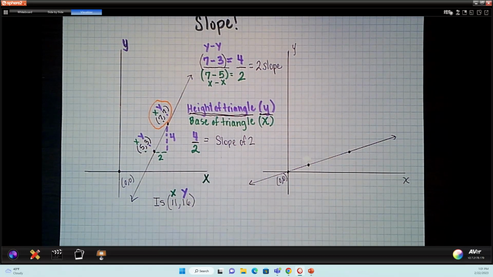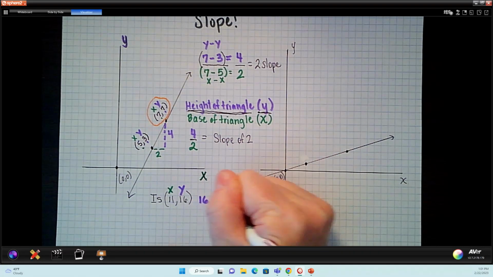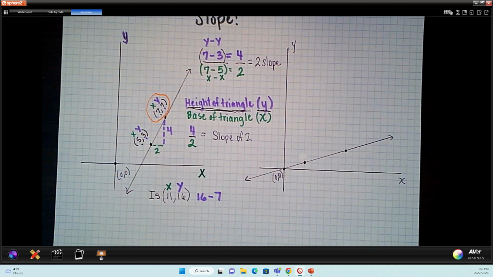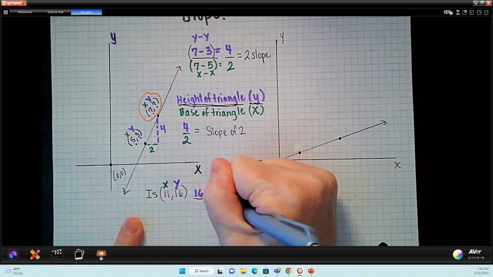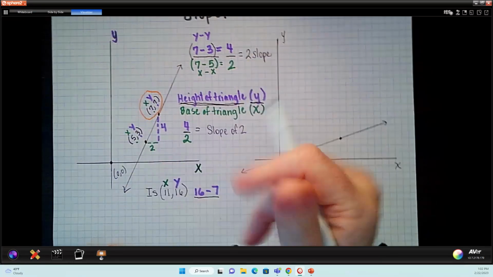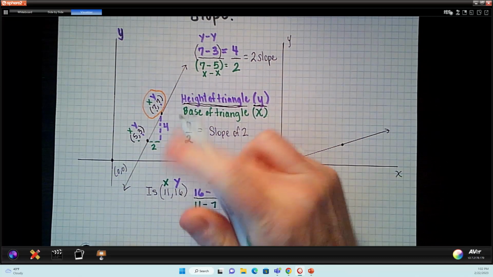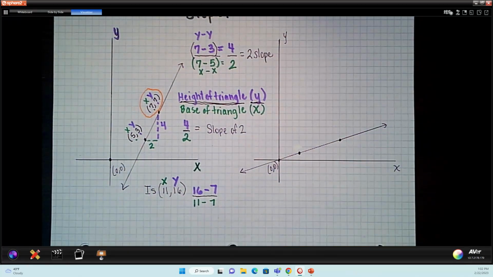So I'm going to set up my subtraction, my two y's, 16 minus 7. And then I'm going to divide that by the difference between my two x's, 11 minus 7. So I'm going from this to this, from this to this, and I want to see how far apart they are. So 11 minus 7, that's 4.